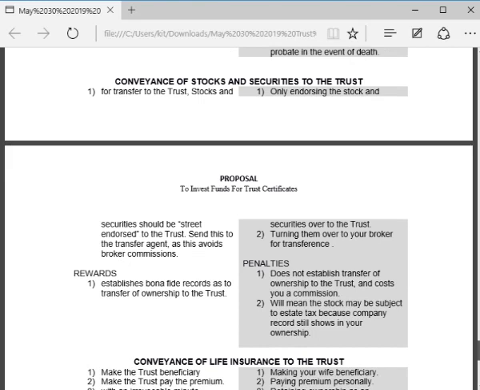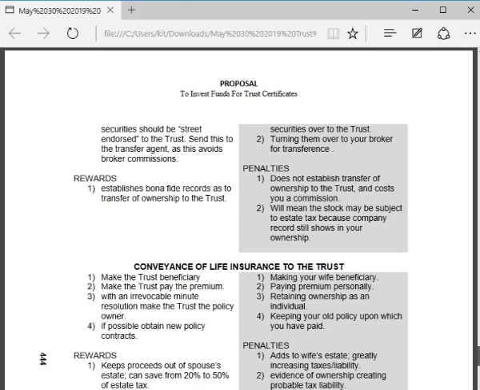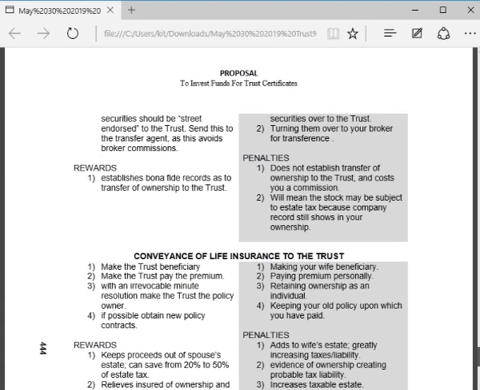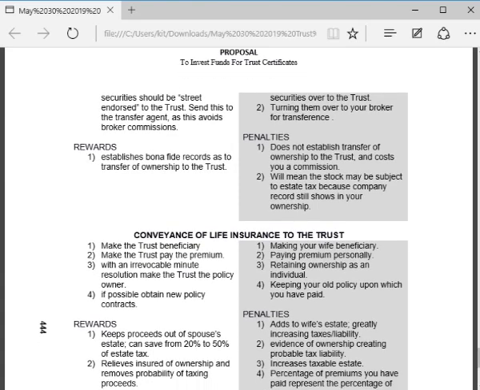Conveyance of stocks and securities to the trust. 1. For transfer to the trust, stocks and securities should be street endorsed to the trust. 2. Send this to the transfer agent, as this avoids broker commissions. Rewards: establishes bona fide records as to transfer of ownership to the trust.